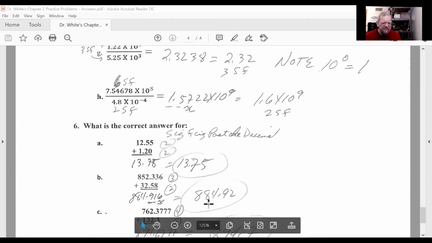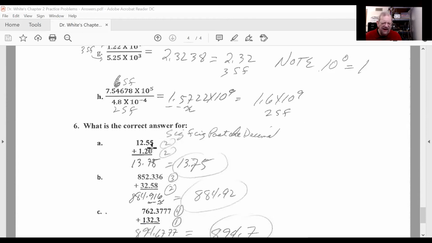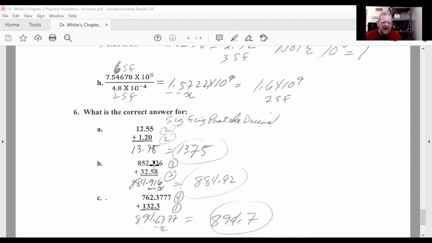All right, now for addition, you get the same number of significant figures past the decimal in your answer as the number that has the fewest significant figures. Anything to the left of the decimal, you just add and keep as is. So if we look here at B, we add these two together. This is the number our calculator would give us. But notice the first number has 336 past the decimal. Anything past the decimal is always going to be significant.